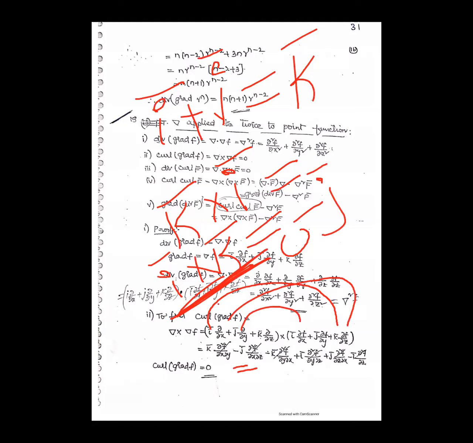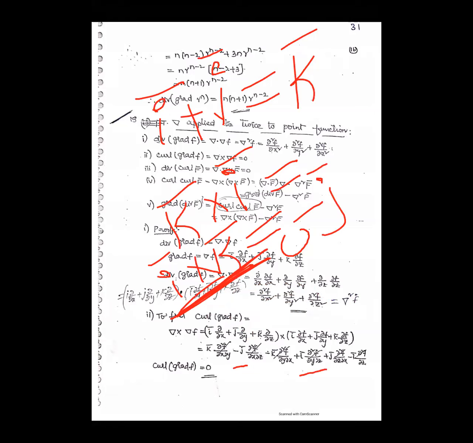Similarly, multiplying all values, j dot i equals minus k, del by del y of del f by del y. So j cross j equals 0, then j cross k equals i, so del square f by del y del z.